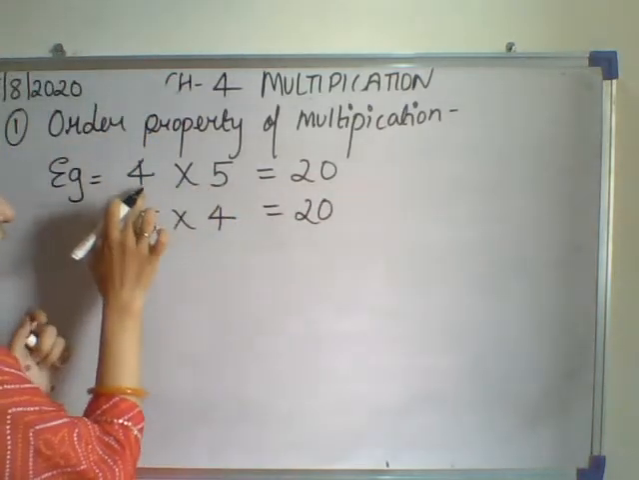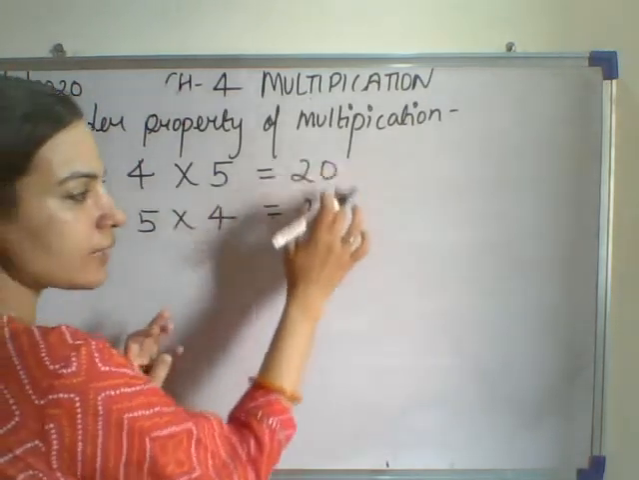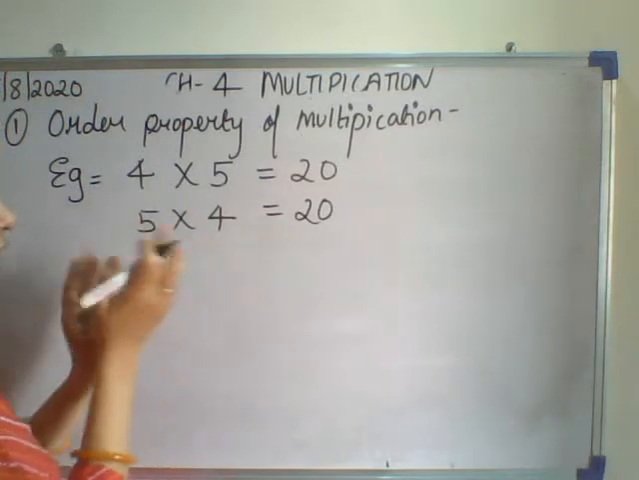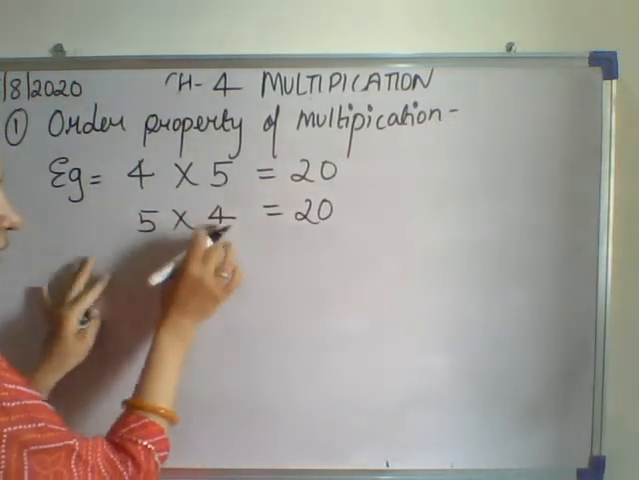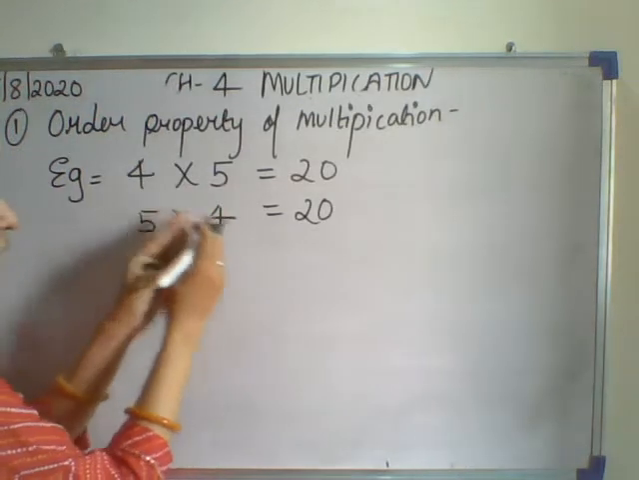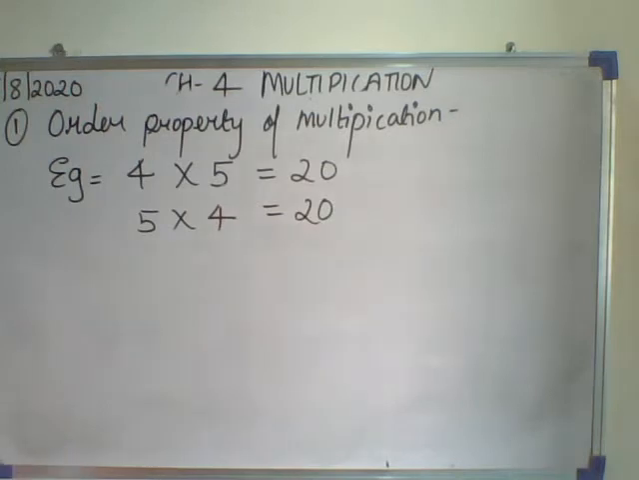I am changing the order here. Initially it is 4 into 5, here I am changing the order. Here it is 5 into 4, but the answer is the same. The answer does not change if I change this order. These 2 you can say are the factors. If 5 is coming first and then 4, then also the answer remains the same. So this is the order property of multiplication.